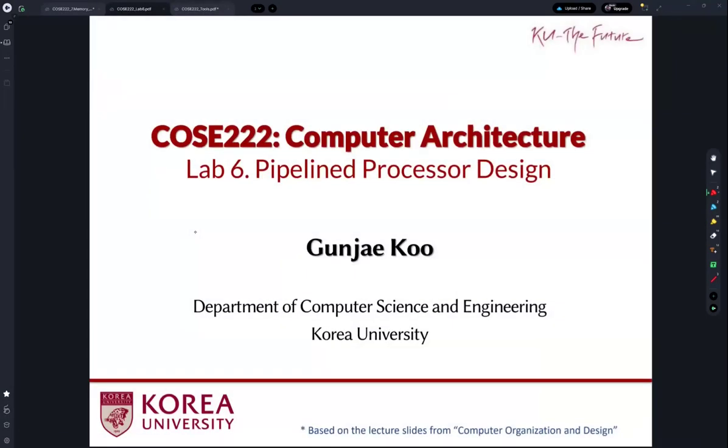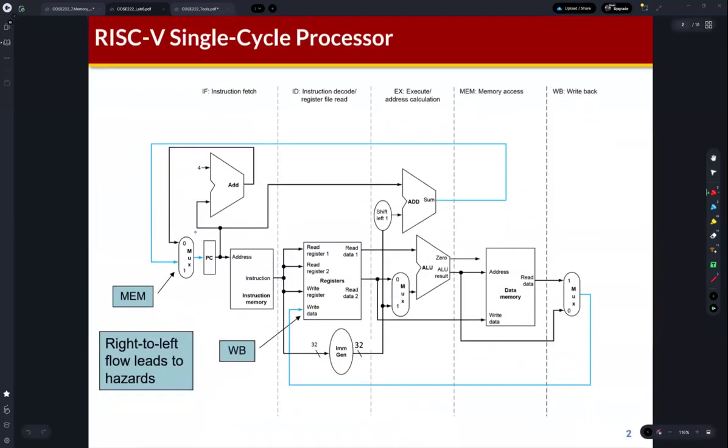Then I will briefly explain lab 6. This is the last lab. Unfortunately, the lab deadline is June 10, which is before the final exam, right? So you need to design the 5-stage pipeline architecture.